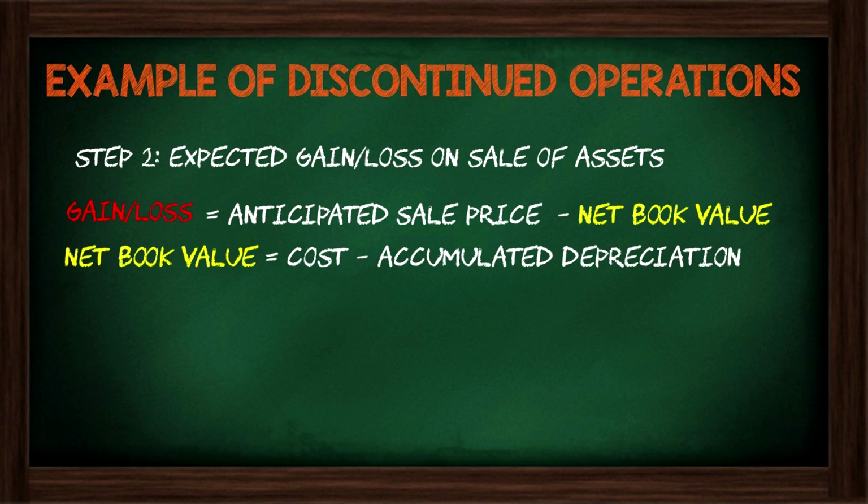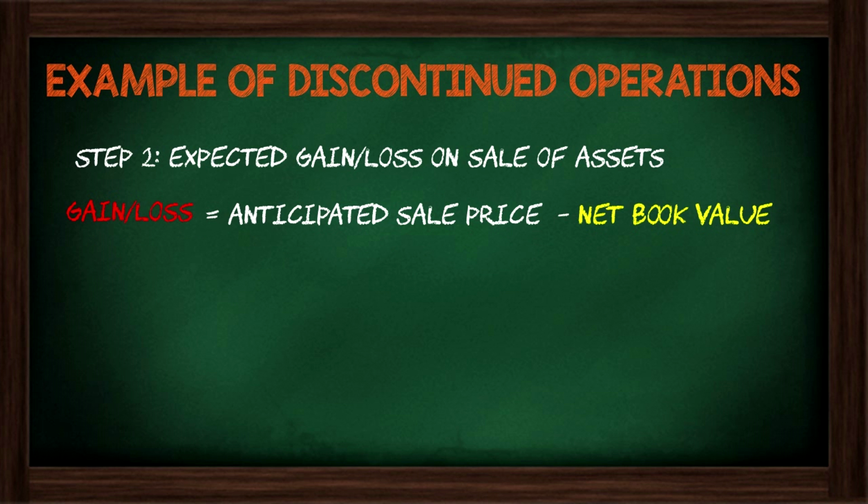In this case, however, it gives us our expected sale price of $433,000 pre-tax, and it gives us a net book value of $500,000. So the expected gain or loss is just going to equal $433,000 subtracted by $500,000. It gave us the net book value, so we didn't need to calculate it ourselves. Okay? So in this case, we end up with a loss of $67,000.